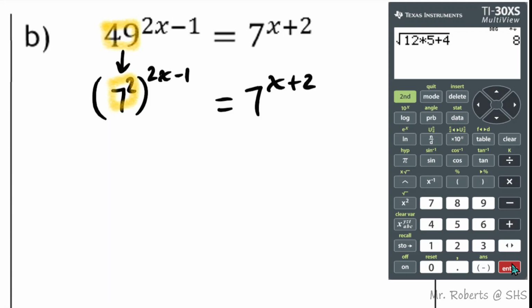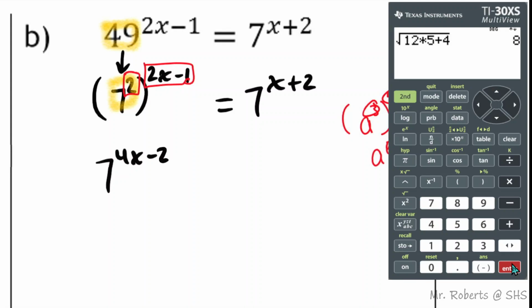What I have here now is this pattern where I have a power and I'm raising it to a power. And we have the poster in the room. Like if I have a to the third and I raise that to the fifth, that's a to the 15th power. There are 15 factors of a. 3 times 5 is 15. Well, I need to do that here. I have to multiply this 2 times this 2x minus 1. I need to raise the power to the power. So this is going to become 7 to the 4x minus 2 power. On the other side, it's 7 raised to the x plus 2 power.